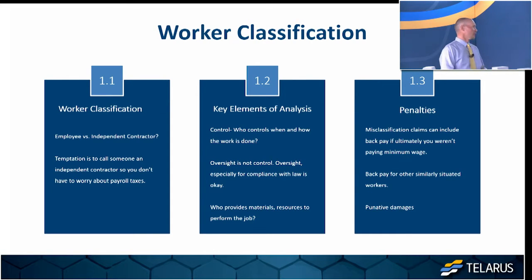Okay, so the first one, worker classification. When you get to the point, if you haven't already, where you're going to hire an employee or hire some help, additional resources, the first question that usually comes up is, are they an independent contractor or are they an actual employee? A lot of times it's really convenient just to say, hey, we're going to call them an independent contractor, and then I don't have to worry about payroll taxes. I don't have to worry about workers' comp insurance. I don't have to worry about all of these types of things. There are consequences to doing that, and we'll talk about that in a second.